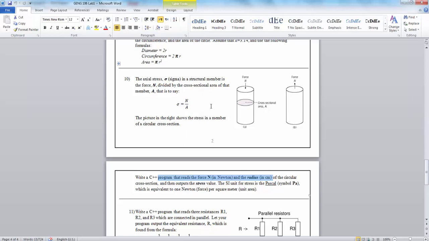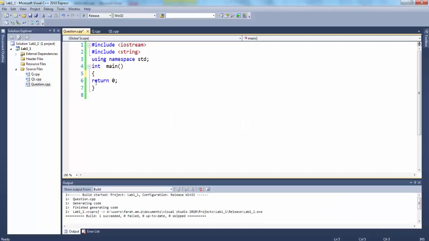So if I ask you what steps you are going to use to solve this problem, the first step will be to display a message asking the user to enter the force and the radius. The second step is to convert the radius from centimeter to meter. Then you calculate the area of a circle, and from the previous question, question 9, you know that the area equals pi r squared. After calculating the area, you calculate the stress, which is force over area. Finally, you display the result of the stress for the user. So let's go to the software and write the code.